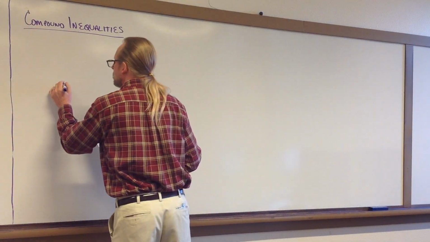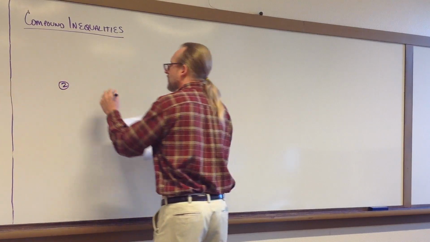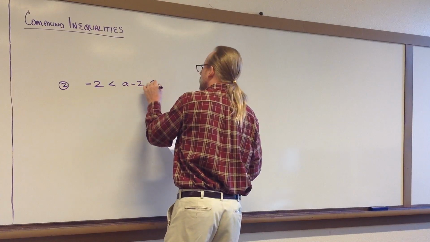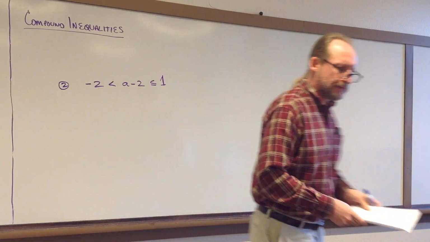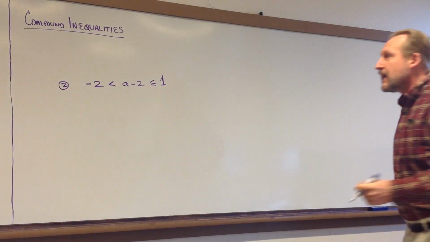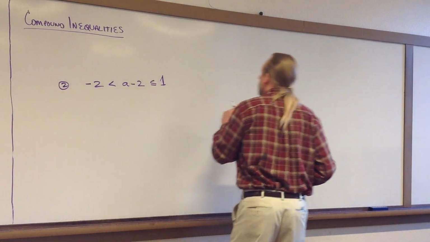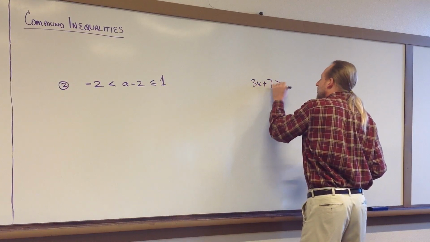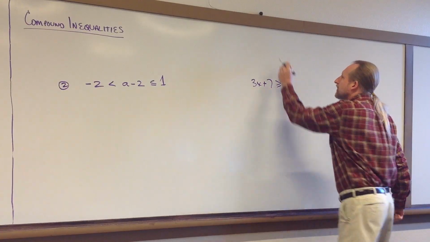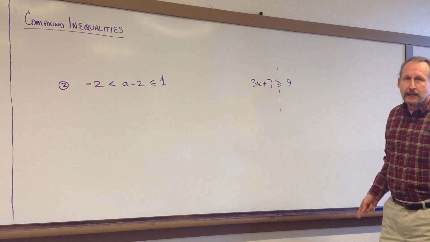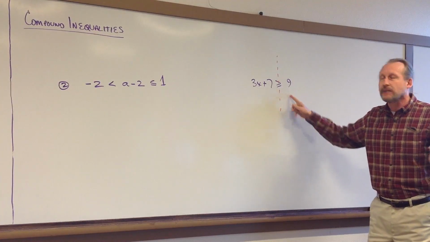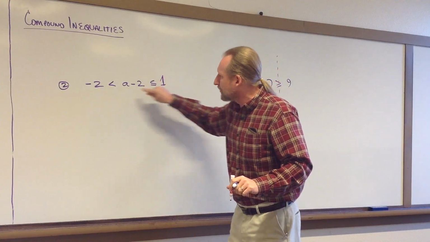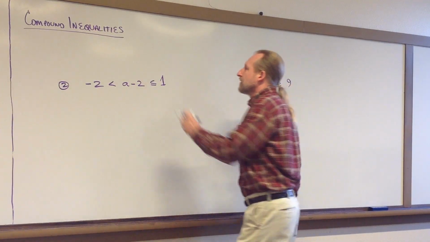So the key thing with these compound inequalities, in problem 2 we've got -2 less than a minus 2 less than or equal to 1. So the issue here is that in most equations or inequalities, let's take an inequality like 3x plus 7 greater than or equal to 9, just like in an equation, there's two sides, so when I subtract 7 here, I'll subtract 7 here, keep everything in balance. In a compound inequality, 1, 2, 3 different sides, okay?